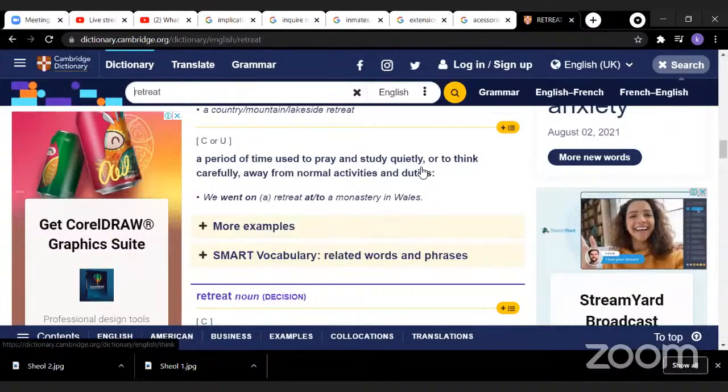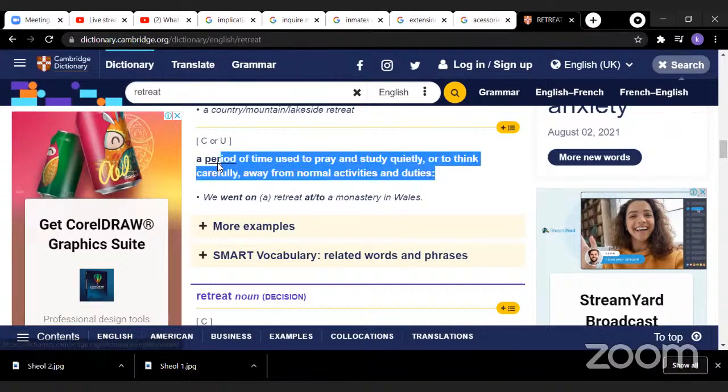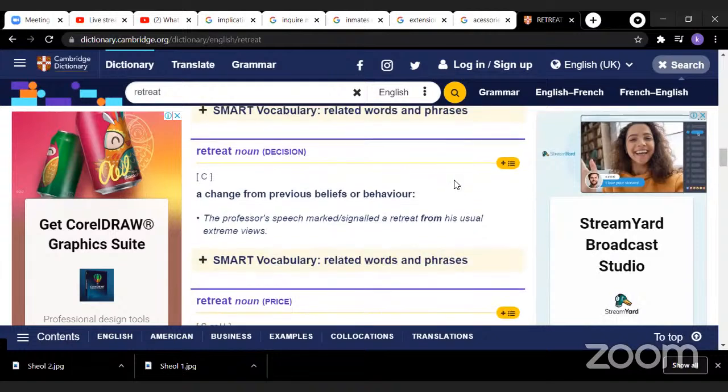Or to think carefully, away from formal activities and duties. So this might also have some relationship to the contract, right? I mean, if we want to try to work with it like that, right?